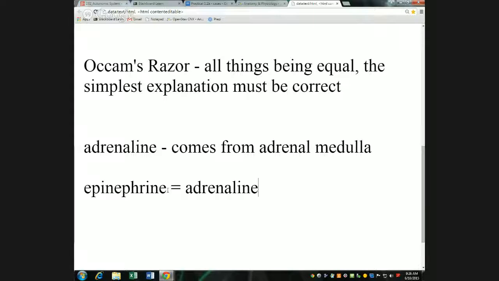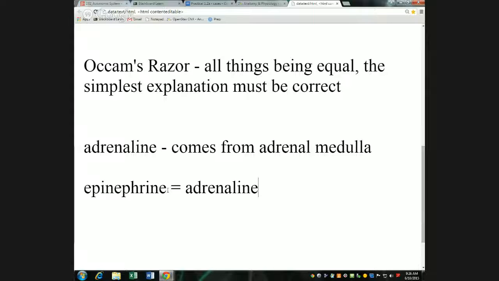In scientific literature, sometimes this chemical is referred to as adrenaline, and sometimes it's referred to as epinephrine. It's not always terribly obvious when that happens, but it's actually a fairly simple rule. United States scientists publishing will use epinephrine. Anybody publishing science outside the United States will use adrenaline. So you'll hear reference to epinephrine and adrenaline.